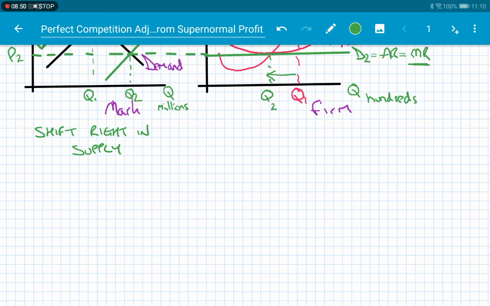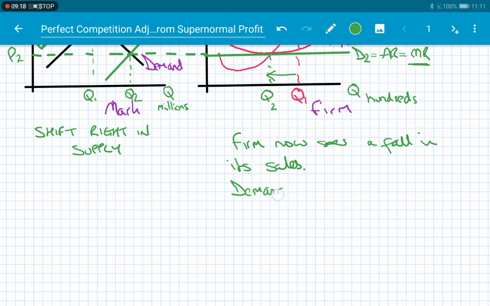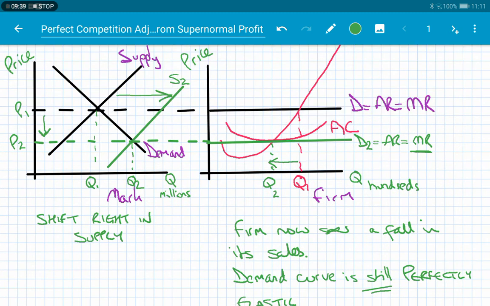So the individual firm sees a fall in its sales, which is a bit odd, you might think, because there's lots and lots more being made, but that's because there's lots more new firms. Okay, demand curve is still perfectly elastic. So it has still got no control over its price. Okay, still perfectly elastic, the green demand curve.